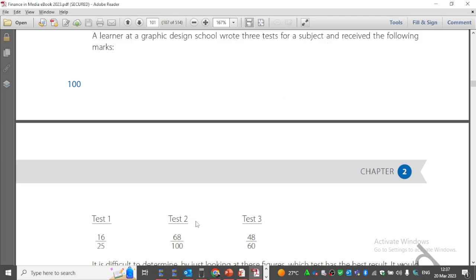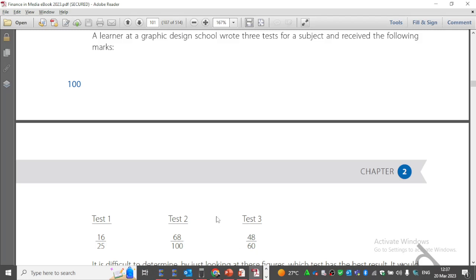So it's for one subject. On that one subject, the following happened. The learner wrote test one, which was 16 out of 25, and the learner again wrote test two, which was 68 out of 100, and the learner wrote test three, which was 48 out of 60.